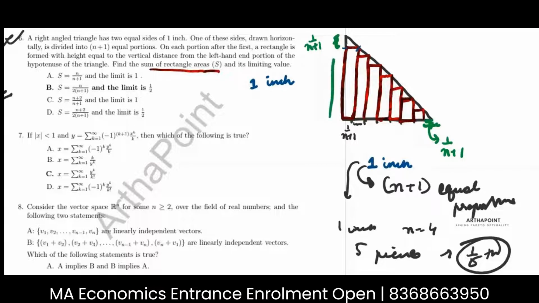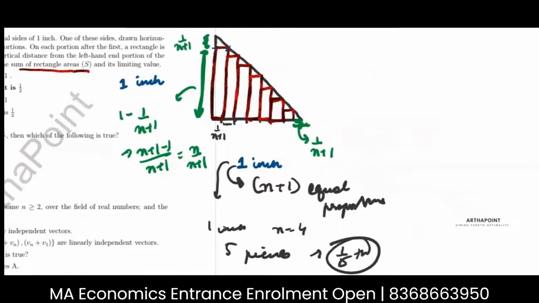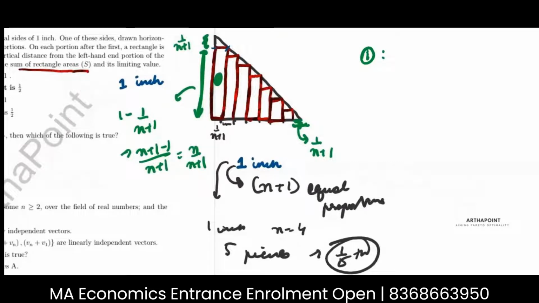Which means that this length will be 1 minus 1 upon n plus 1, which will be n plus 1 minus 1 upon n plus 1, which will be n upon n plus 1. So for the triangle 1, I have the length as n upon n plus 1 and the width as 1 upon n plus 1. This is the first rectangle, sorry.